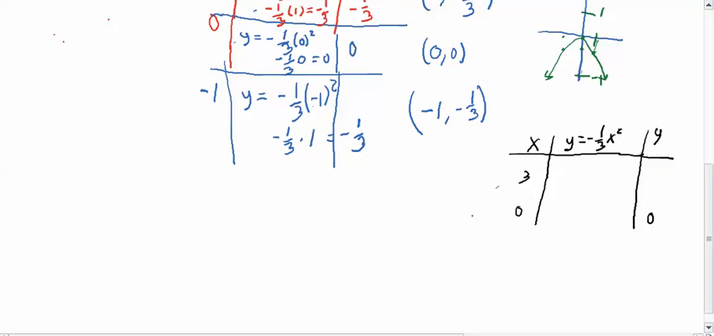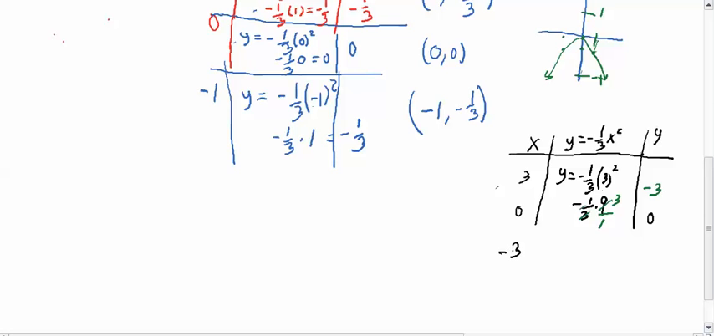+3 and -3. So now I've got y is equal to -1/3, and then I have 3 squared. Well, what's 3 times 3? 3 times 3 is 9. And then I have 1/3 times 9. Well, we can always cross cancel, and make this a 3. So then -1 times 3 is -3.